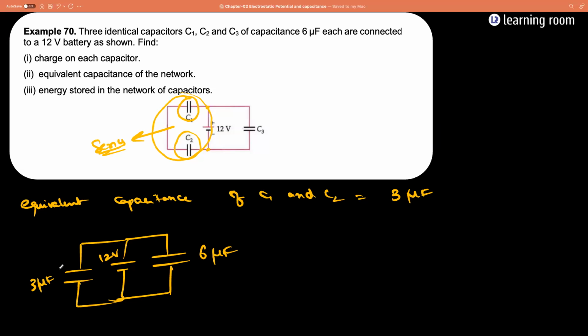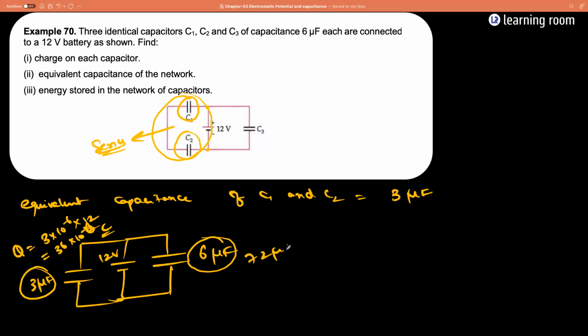Right. Now, what is going to be the charge on this? Here, Q will be equal to CV. So 3 into 10 power minus 6 into V is 12. So that will be 36 into 10 power minus 6 coulomb. What is going to be the charge here? Q is equal to CV. That will be 72 microcoulomb. Correct.